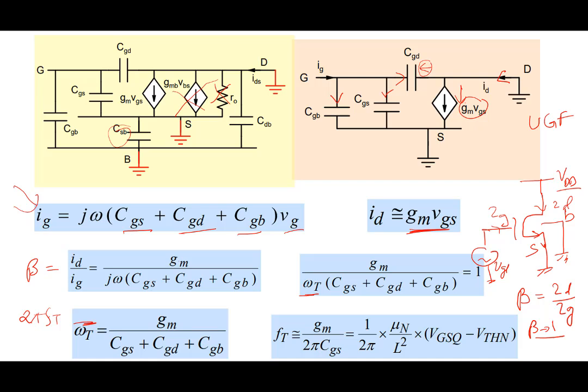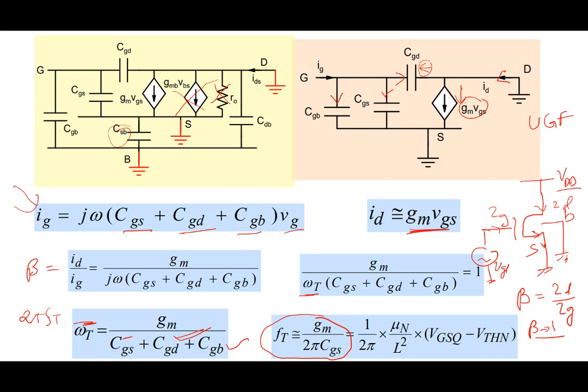Now I've already shown you that gate to body capacitance is negligible in saturation region, and gate to drain capacitance has only the overlap part, doesn't have the channel part. So this is also first order. Maybe it can be as much as 1/10 of the CGS capacitor here. So to get a simple expression for FT, we have kept only the first part of the capacitor. So FT becomes gm by 2 pi CGS.